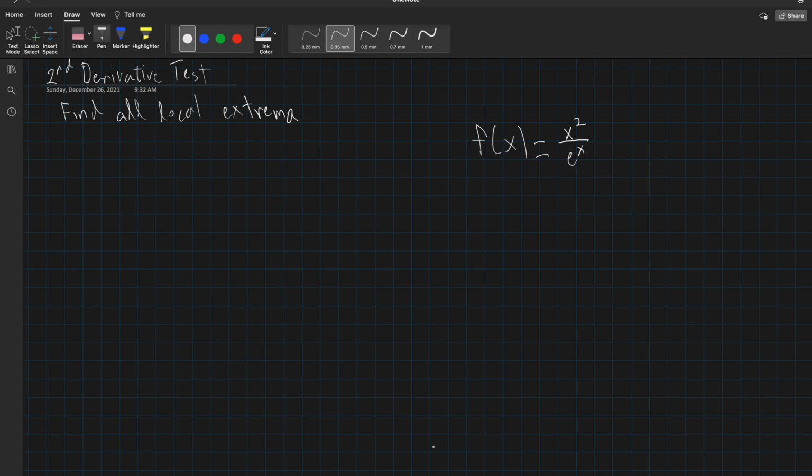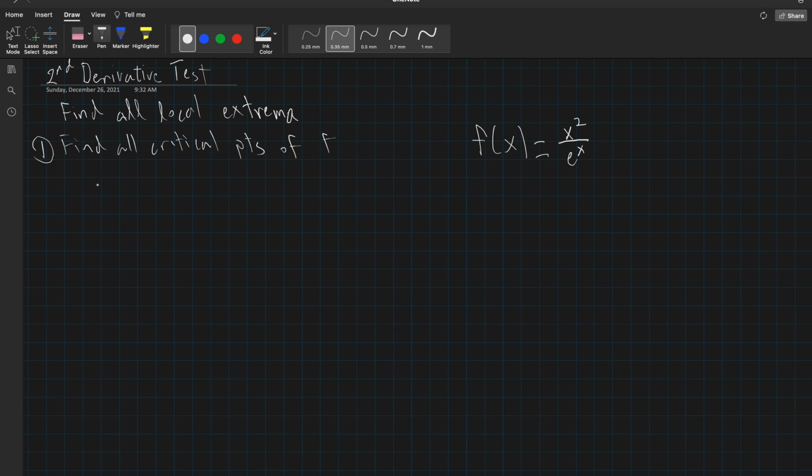So today we're gonna take a look at the second derivative test. We're gonna start off looking at this function, x squared over e to the x, and our goal today is to find all local extrema of f of x. So the first thing we're gonna want to do is find all critical points of f.